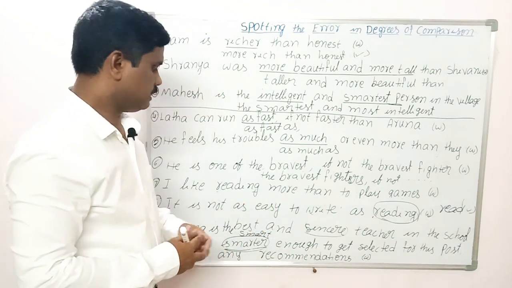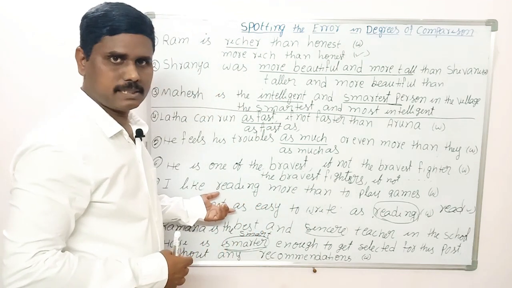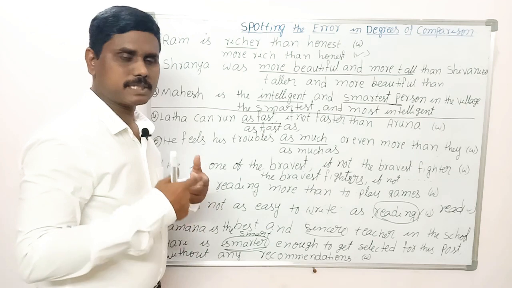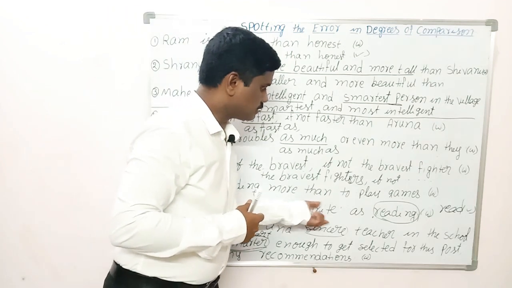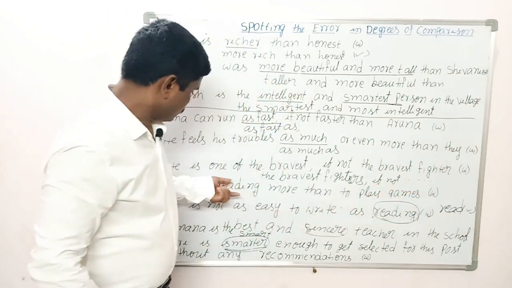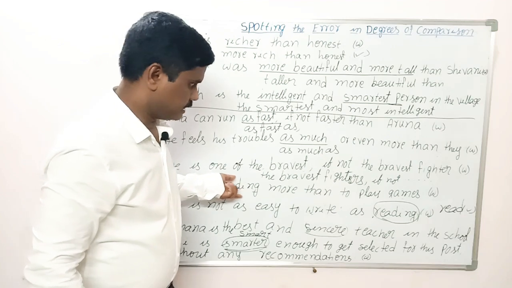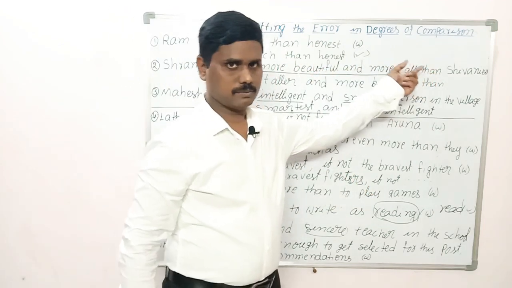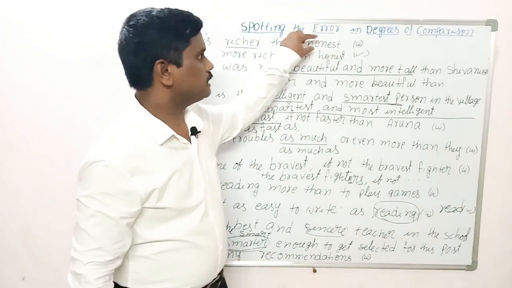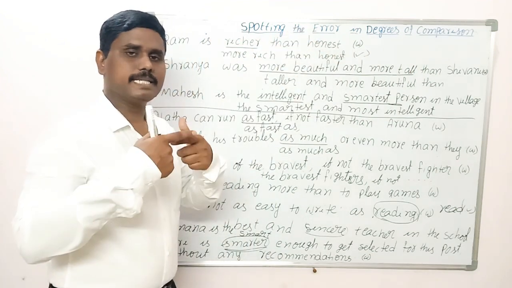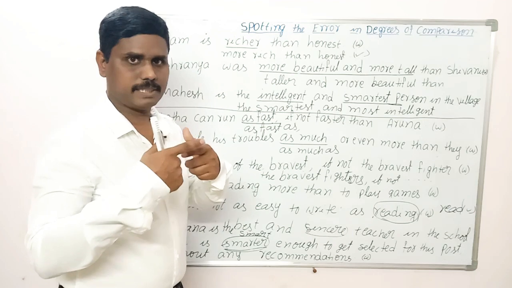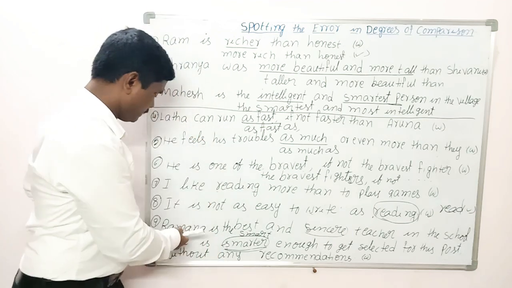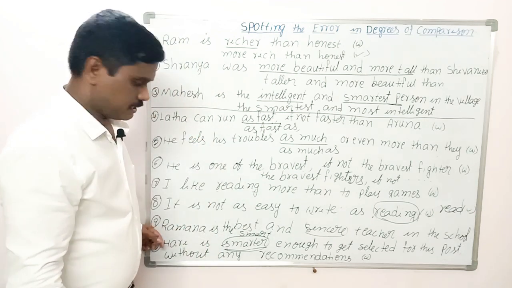Once again listen. When we want to make a comparison, we must compare verb 1 with verb 1. Verb 1 ing form or gerund with gerund, noun with noun, adjective with adjective. That means same with same we compare. This is an important point. Now let us see another sentence.